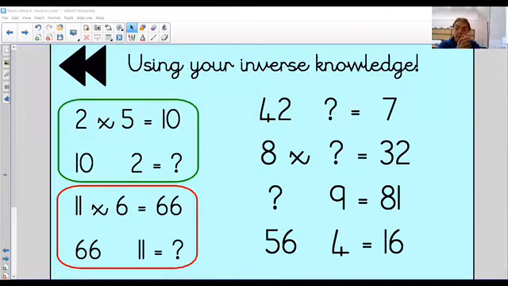Now, something that I think we need to have a little bit of a practice of, and what I've set you for your Fluency Rewind this morning, is using your inverse, okay? Because it's a really important skill when we're looking at the relationships between the denominators and the numerators, okay?